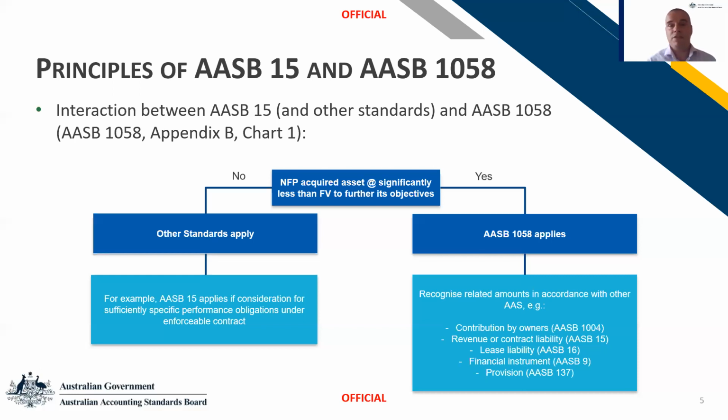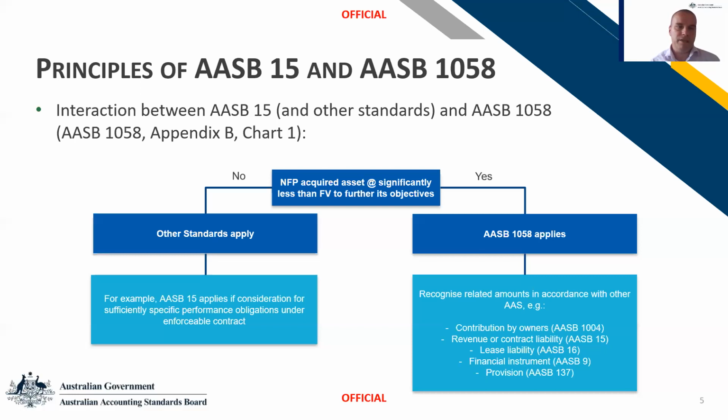Second, a possible avenue is if the transaction is indeed one where the asset was acquired at significantly less than fair value to further not-for-profit objectives, but as entities step through the requirements of AASB 1058, they may determine that the terms of the contract or agreement give rise to related amounts that would be recognized in accordance with AASB 15, and that would then include, for example, assessment of the sufficiently specific performance obligations, etc. So really, there are a few questions that an entity needs to answer, and these questions are outlined in FAQ number 5, which again is in the not-for-profit FAQs document on our website.